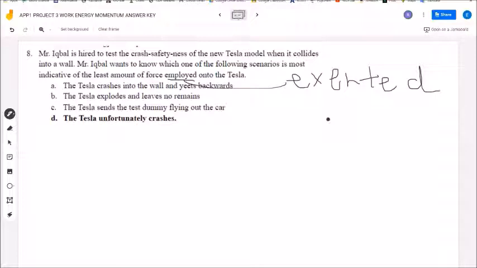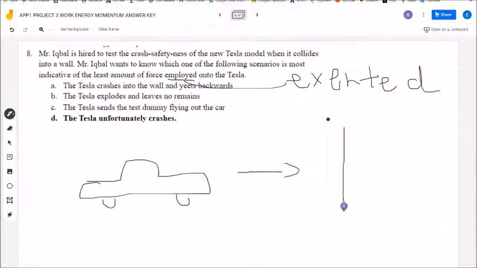So let's go through each of them. A, the Tesla crashes into the wall and yeets backwards. In a scenario like this, we would draw out a car. That's our car, and say it has an initial velocity going into a wall. This is the momentum before. Momentum we know to be mass times velocity, and this is the velocity going towards this way.